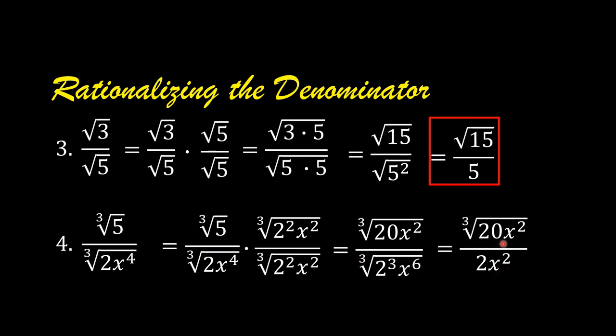Can we divide 20 by 2? No. 20 is under a radical symbol. Can we cancel x squared and x squared? No. Because this is under a radical symbol, this x squared is not. So the answer is the cube root of 20x squared over 2x squared.